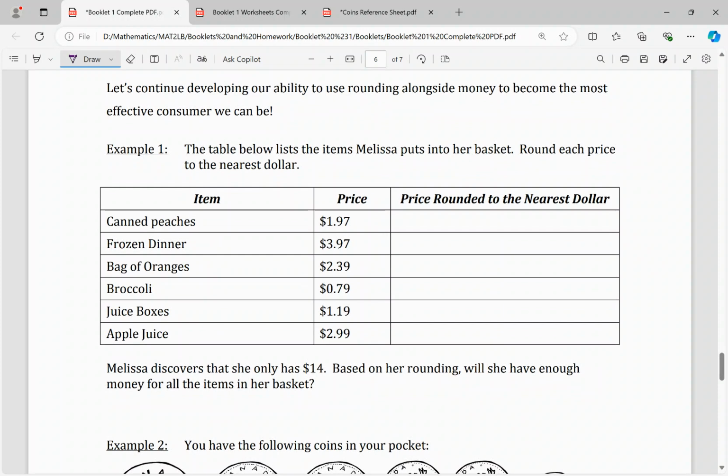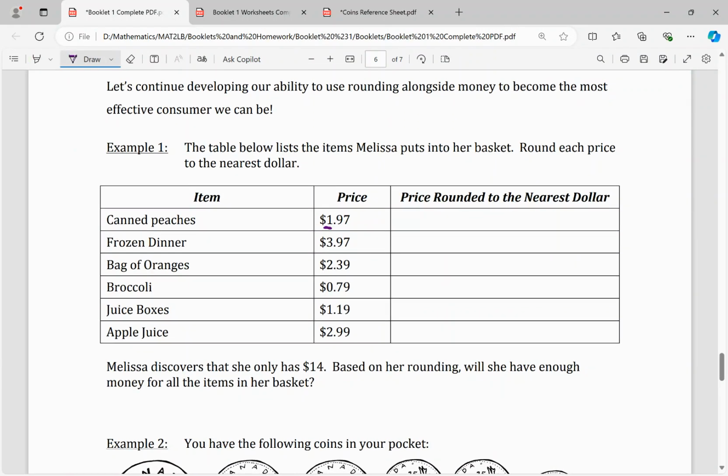And since we're perhaps standing in the middle of an aisle and we don't want to spend 5 or 10 minutes adding these numbers together, we're going to round them to the nearest dollar to make our lives a little bit easier. Please remember that rounding to the nearest dollar means that we are rounding the first number before the decimal.